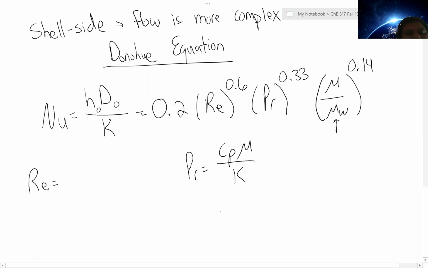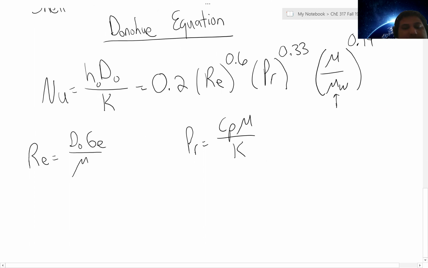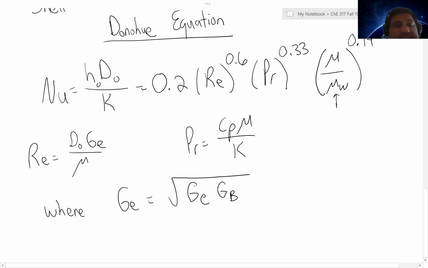number is described, instead of as a density times velocity, using what's known as an effective mass velocity, where G sub E is equal to the square root of two different mass velocities, a G sub C and a G sub B.